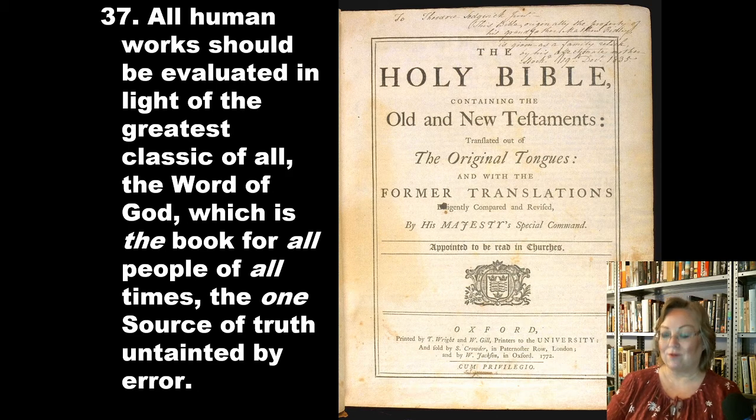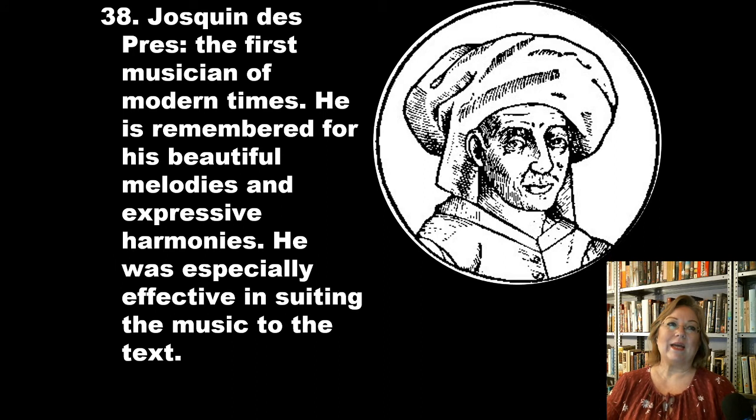Joaquin Dupree was the first musician of modern times. He was remembered for beautiful melodies and expressive harmonies. He was especially effective in suiting music to fit the text. Most music did have a text added to it. It wasn't just instrumental. There was the word I was looking for. So write this one down, and then we'll go on to the next one. Joaquin Dupree. That's a good name.